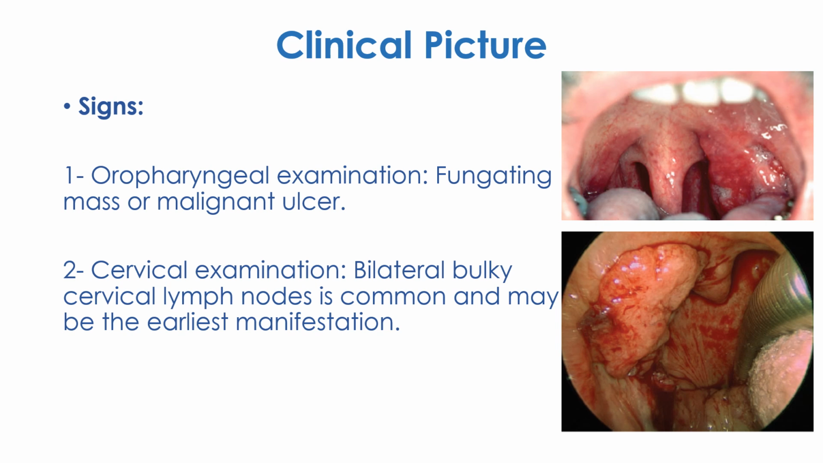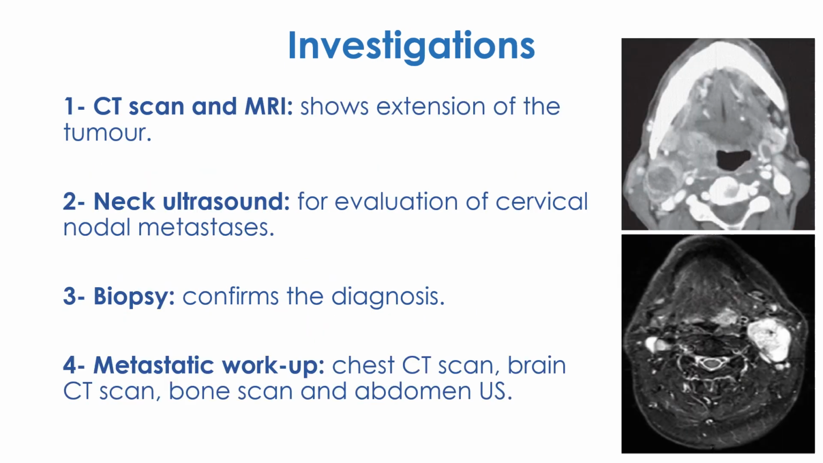the right side. Cervical examination might reveal bulky bilateral cervical lymph nodes, the common and maybe the earliest presentation, and again bilateral neck metastasis is one of the commonest presentations for oropharyngeal carcinoma, the same as nasopharyngeal carcinoma as well, due to decussation of the lymphatics in the tongue base.